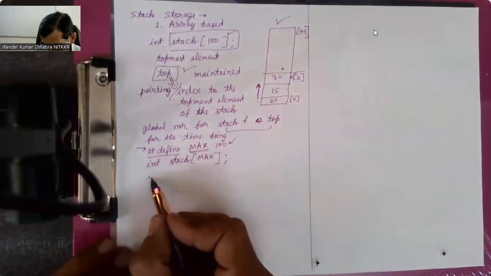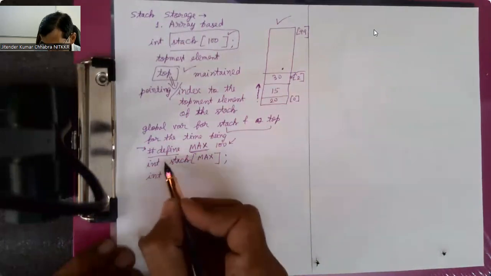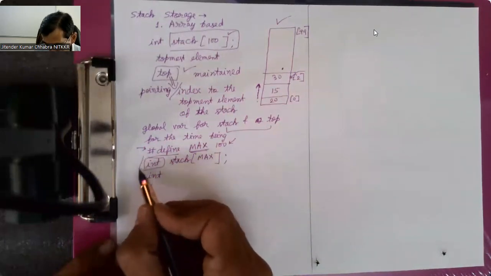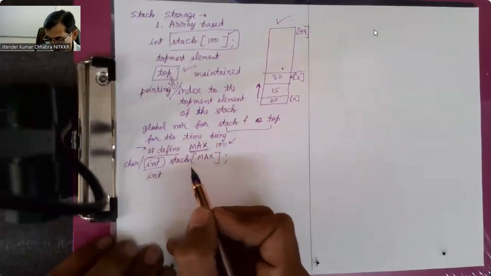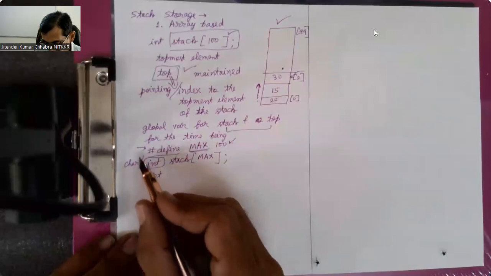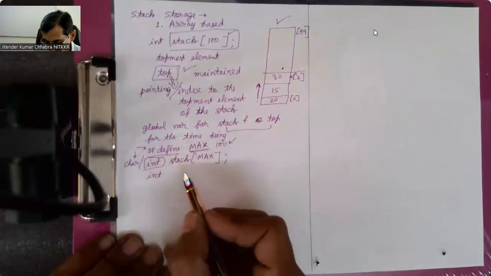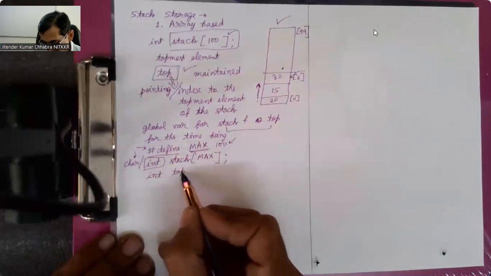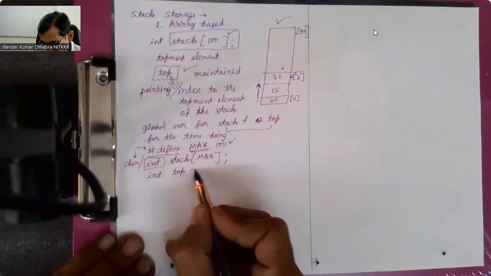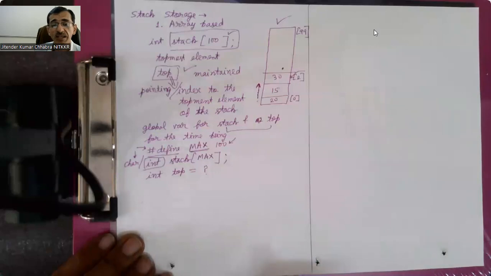And then I will also declare top. The data type of the stack could be int or char or float as per the need. Say we are working with a stack of integers, so we will use this. Otherwise, it can be char, etc. But top is an index, so top will always be an integer. And the top must be initialized to something.